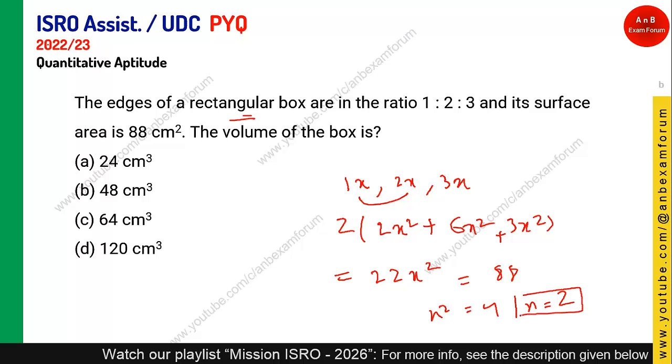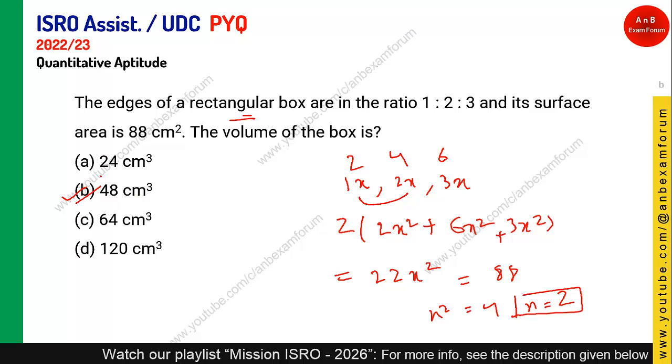X is equal to 2. What is x? X is the value. So what will be the length, breadth and height? It will become 2, 4, 6. What will be the volume? 6 4s are 24. 24 into 2 is 48.